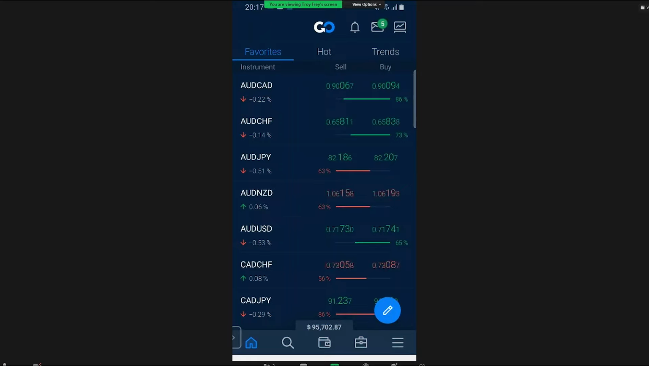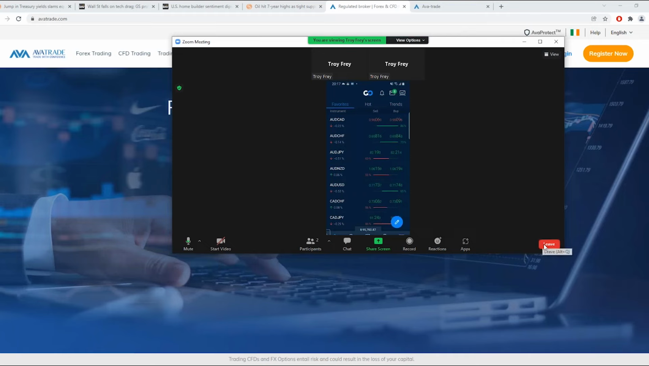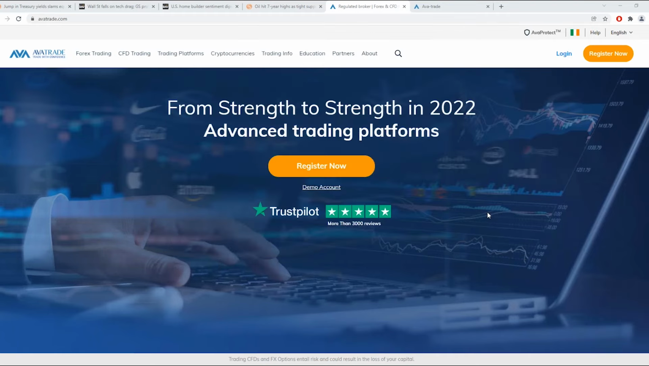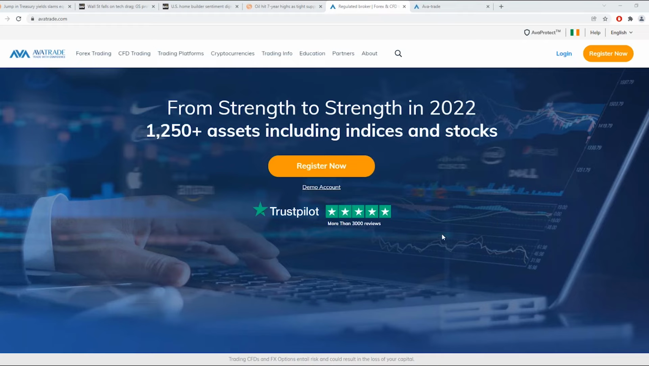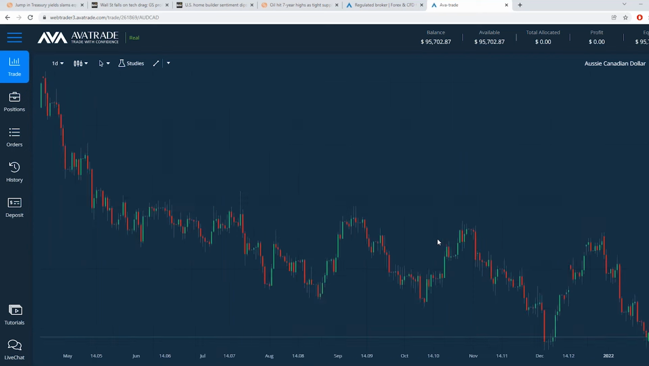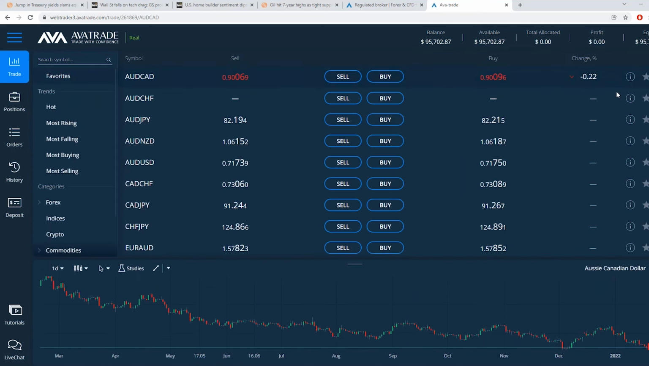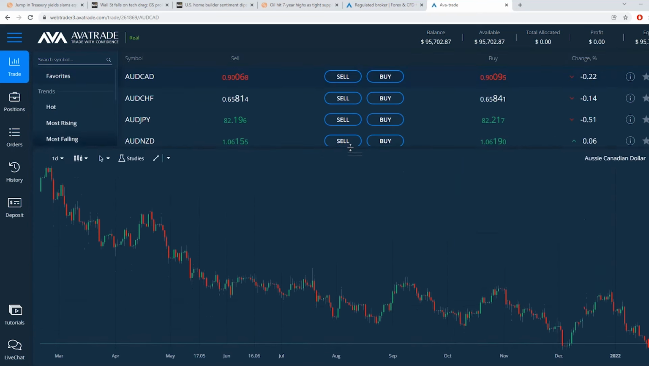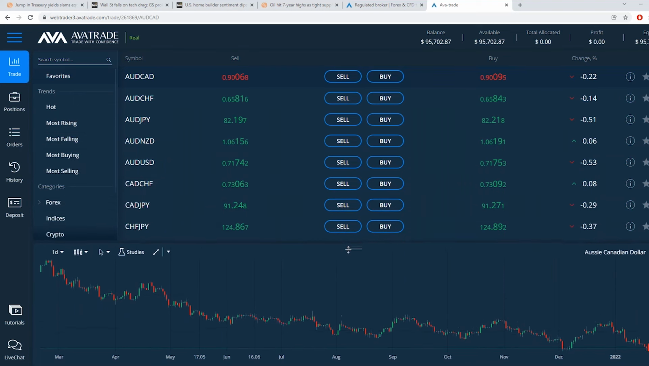Remember I talked about risk management features. Let's take a look at the full screen view. I'll leave the sharing of my phone, and now you all should be seeing my full screen, the website here. If you log in from this location, then you're in the web trader, which looks like this. And the web trader has all the same functions as the AvaTrade Go app.